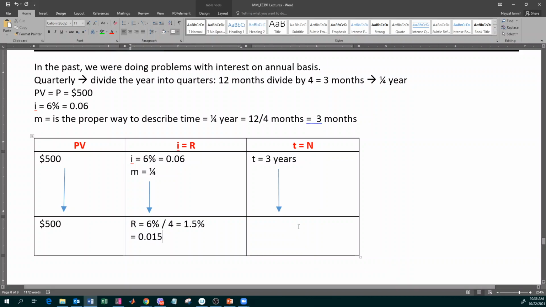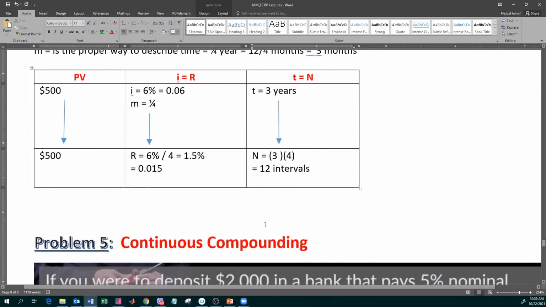Now, the 3 years, what does the time frame become? Well, basically we say N, the number of intervals. So we've converted everything to a new dimension. It'll be 3 times 4, which is equal to 12 intervals. There we go. We have 12 intervals now. We're talking about it in terms of intervals.